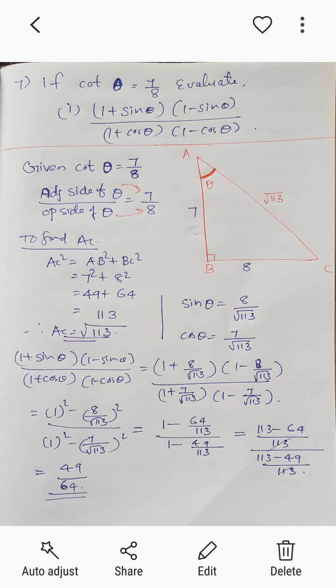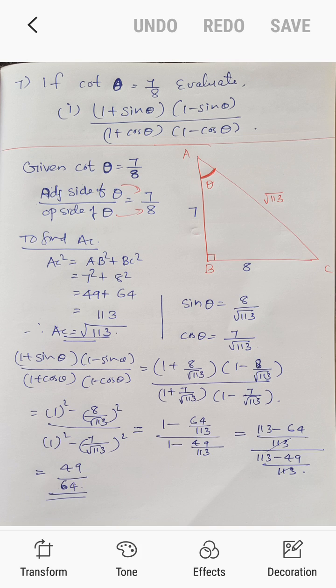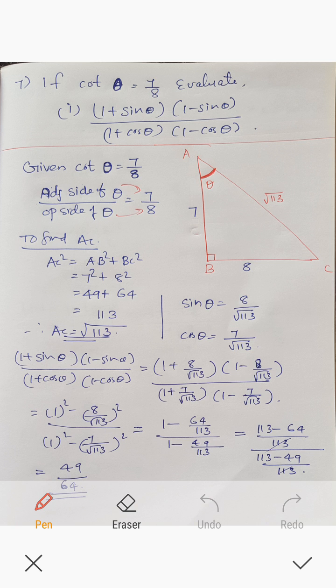Question number 7. Also simple one. If cot theta equal to 7 by 8, evaluate 1 plus sin theta into 1 minus sin theta divided by 1 plus cos theta into 1 minus cos theta. What is given here? It's an important question. You are given that cot theta equal to 7 by 8. And you have to evaluate this expression. In this expression, sin theta and cos theta are mentioned. So what we have to do is, we have to find the ratio values of sin theta and cos theta, substitute here and simplify. That's all.